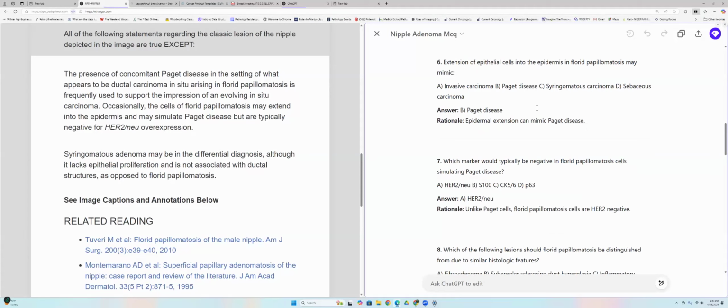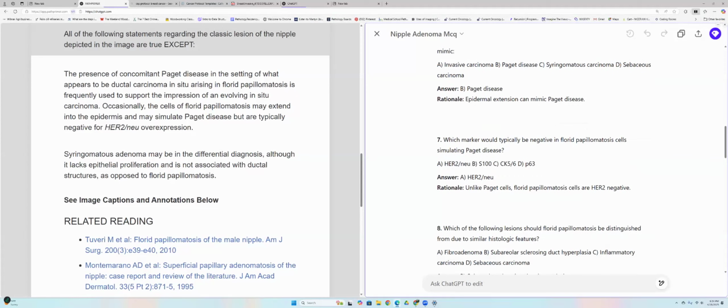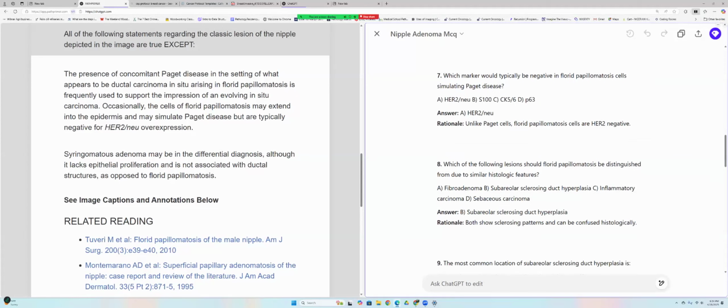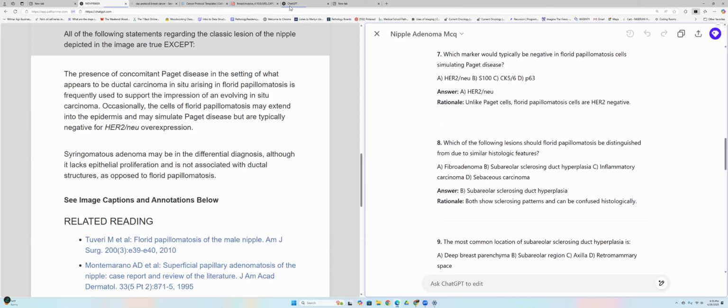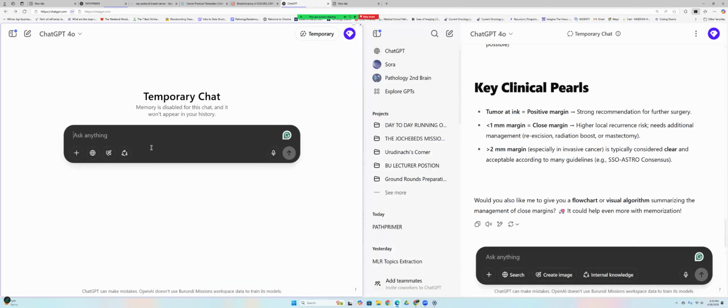Which lesion will typically be native in florid papillomatosis simulating Paget disease? What are the markers for Paget disease?